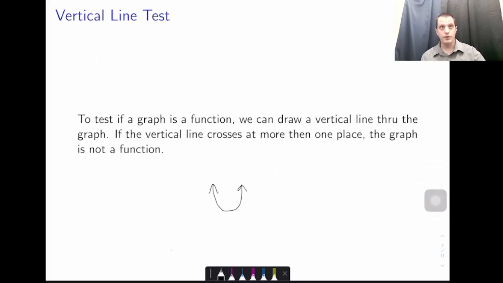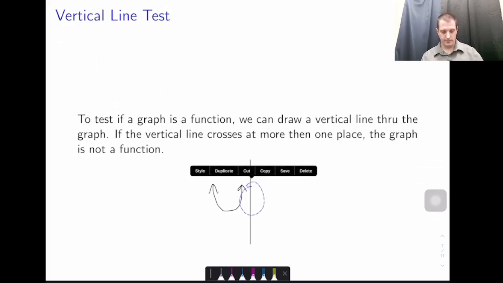And if we were to take a vertical line and cross it through, does it only touch the parabola at most one place? In this case it does, though my drawing isn't great. So this would be a function.